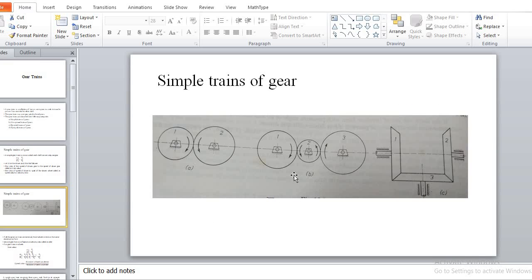Now in the second diagram, there are three shafts: first shaft, second shaft, and third shaft. On each shaft, one gear wheel is mounted. The first gear wheel meshes externally with the second wheel, and the second wheel meshes externally with the third wheel.